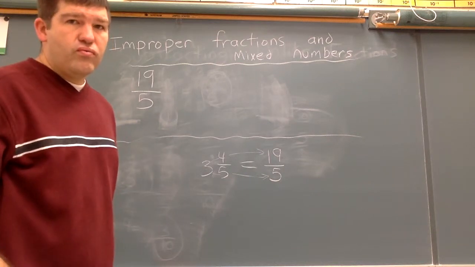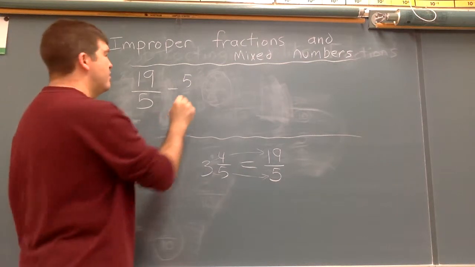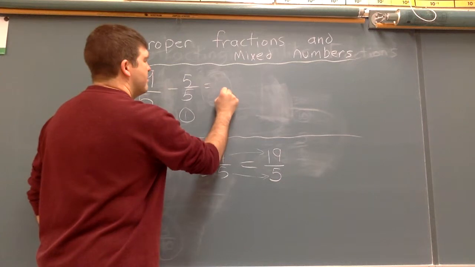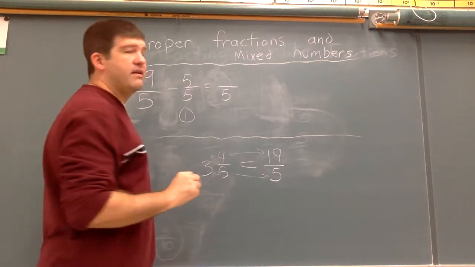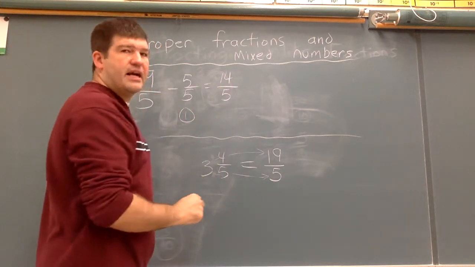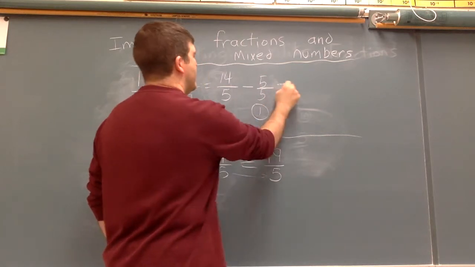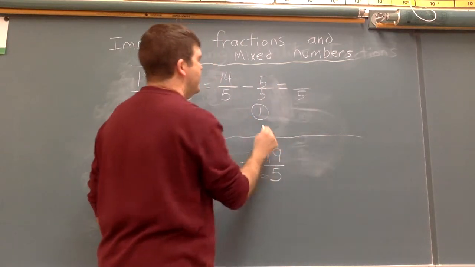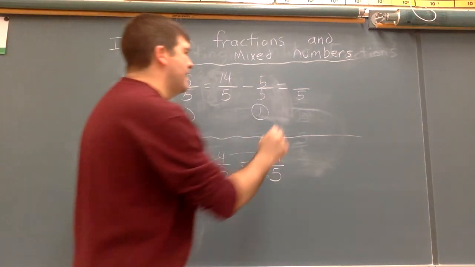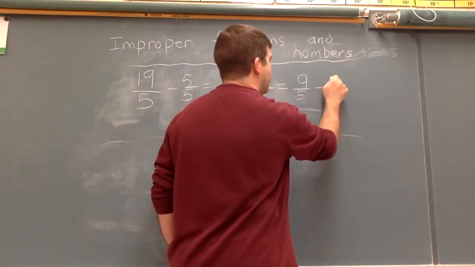I could go taking wholes away. And I know that it takes 5 parts to get a whole. So I'm going to take, here's one whole, I'm going to take this away. And it gets me 5. 19 minus 5 is 14. Now I still have more on top, so I can take away another whole, and that equals 5 goes over here. 14 minus 5 is 9. And I still have a bigger number on top, so I'm going to do it one more time.